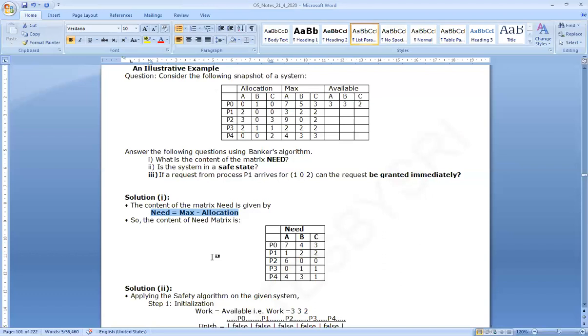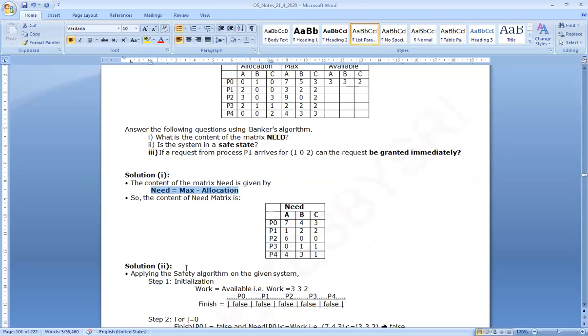If I do so, I am able to find the need matrix. That is for P0, P1, P2, P3 and P4, so these five processes to execute. So the need of process P0 is 7 instances of A, 4 instances of B and 3 instances of C. Like this, we are able to calculate.